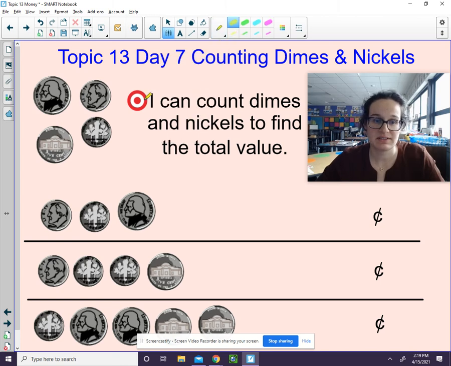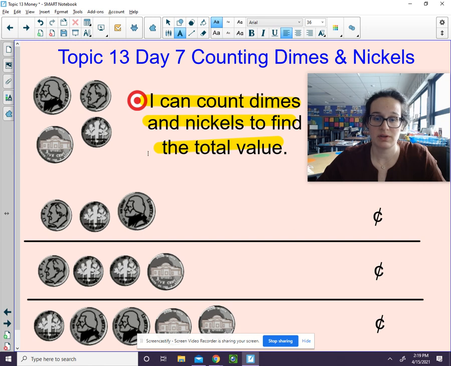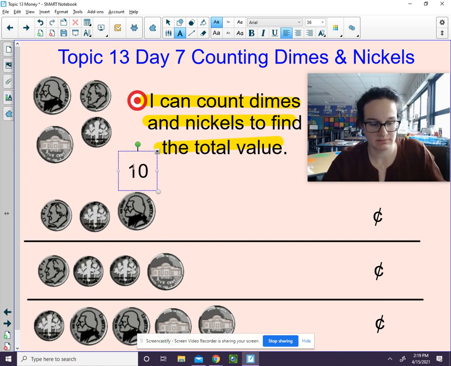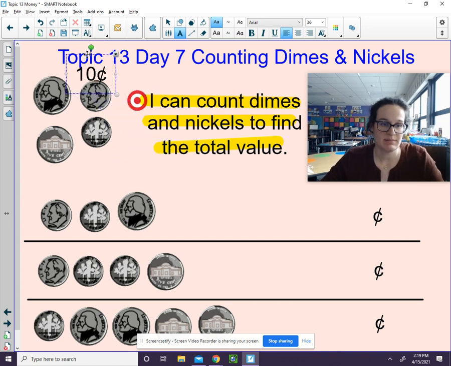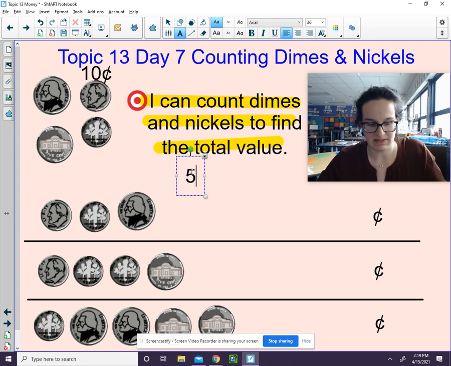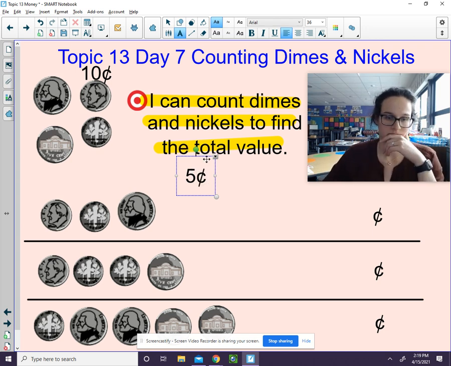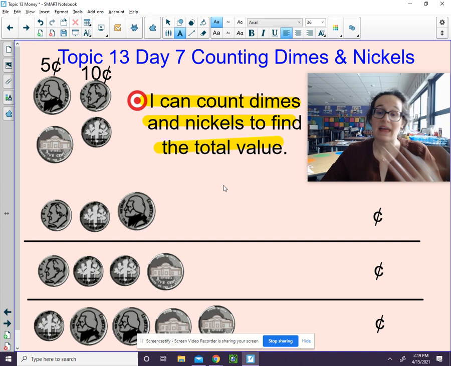Our learning target says, I can count dimes and nickels to find the total value. Remember that a dime is worth 10 cents. So here's our dimes. And a nickel, which is pictured here, is worth 5 cents.